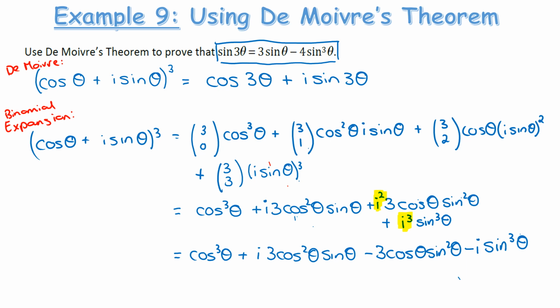Now what we have is cos theta plus i sine theta to the power of 3, and we've expanded it in 2 different ways. With these kind of questions, when you've done anything, it's good to stop and look at what do you have and what do you want.